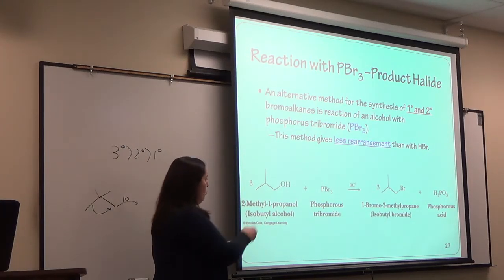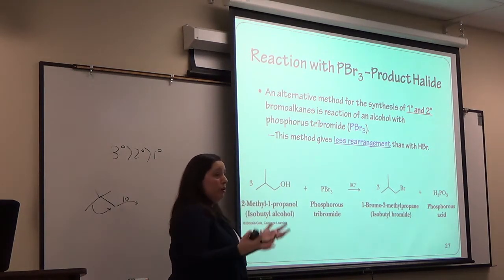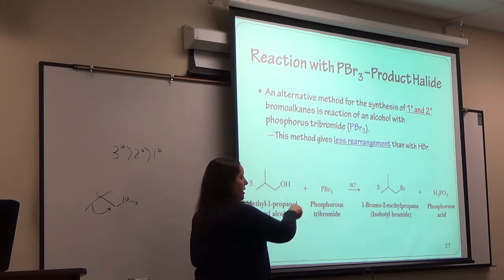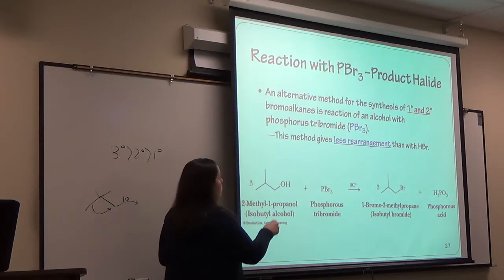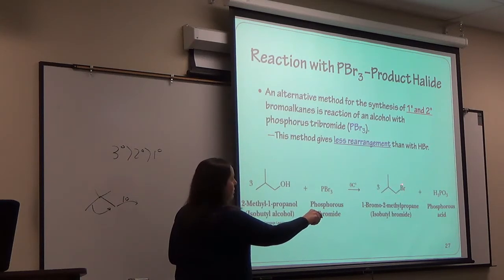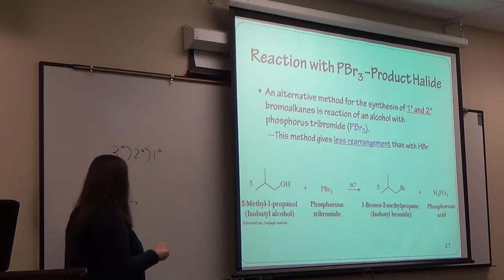So here we are again. We have a branching, so the attack is going to be blocked if I was doing a traditional SN2 mechanism. But this is a different reagent. It's not HBr anymore, it's PBr3. And what that's going to do is allow you to do that substitution at the primary carbon. So now you can have the product here.